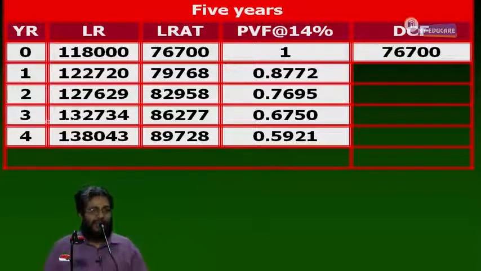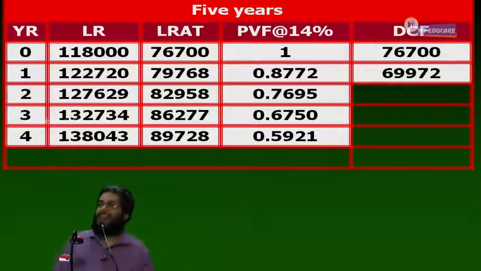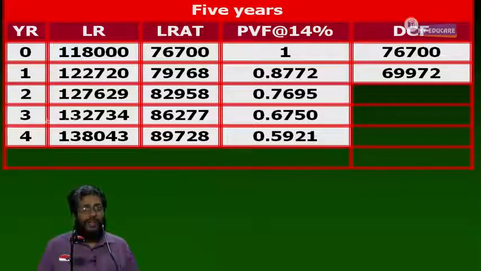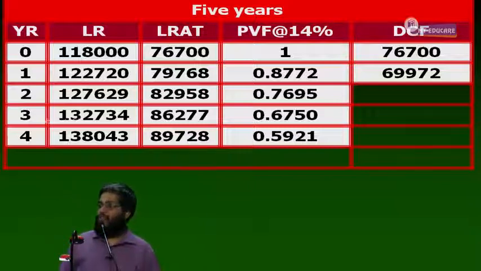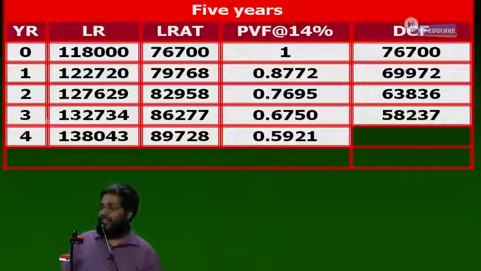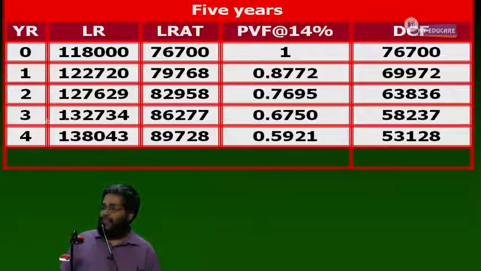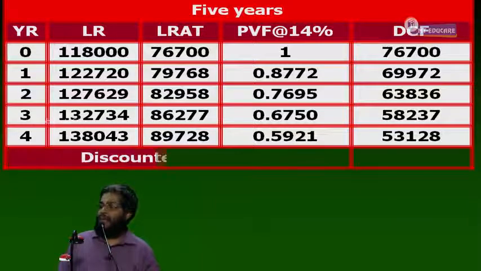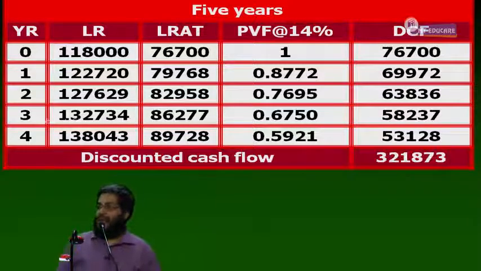79,768 into 0.8772 is 69,972. 82,958 into 0.7695, 63,836. 86,277 into 0.6750, 58,237. 89,728 into 0.5921, 53,128. Right or not? Now, add and tell me what the cash flow is. 3,21,873. This will be my cash flow if I have the contract for how many years?